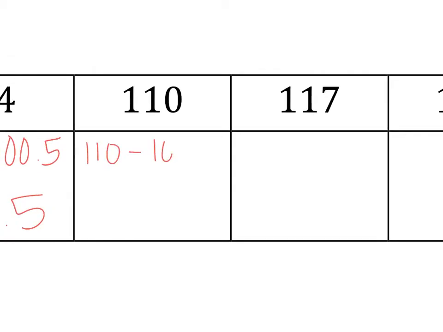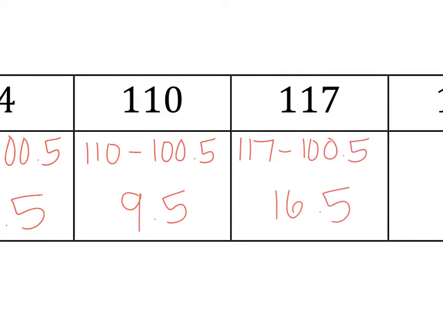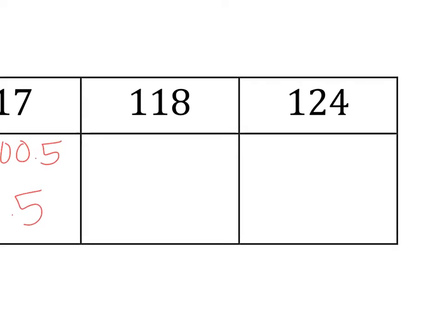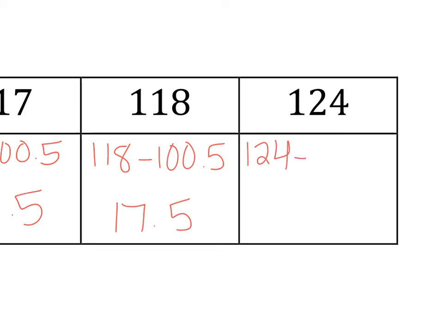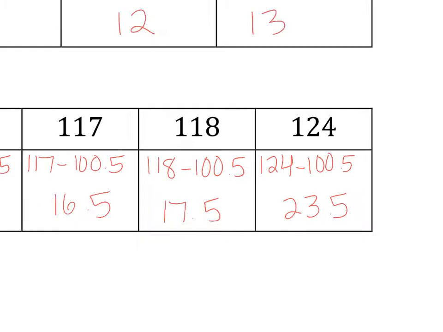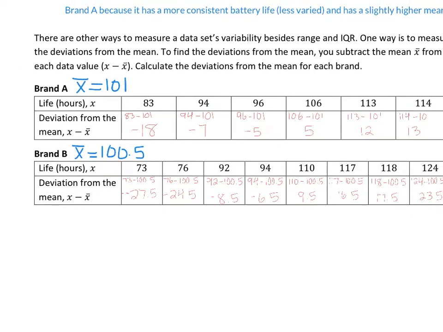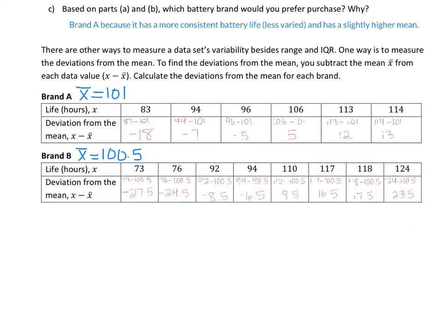110 minus 100.5 is 9.5. 117 minus 100.5 is 16.5. 118 minus 100.5 is 17.5. And 124 minus 100.5 is 23.5. So there we have the deviations from the mean.